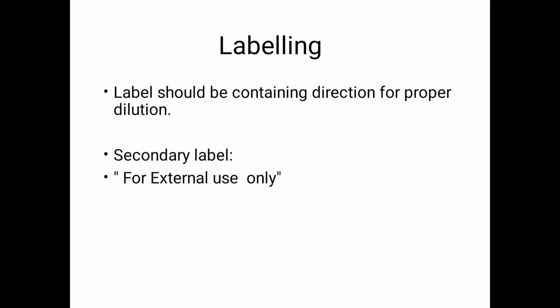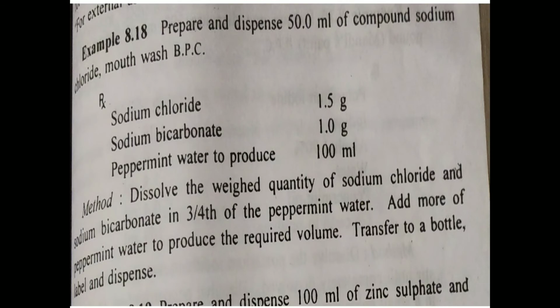The labeling should contain the directions for proper use and dilution, and also have a secondary label for external use only. Examples are: prepare and dispense 50 ml of compound sodium chloride mouthwash according to the British Pharmaceutical Codex. The ingredients are sodium chloride 1.5 grams, sodium bicarbonate 1 gram, peppermint water 100 ml. Peppermint water is used as a flavoring agent.